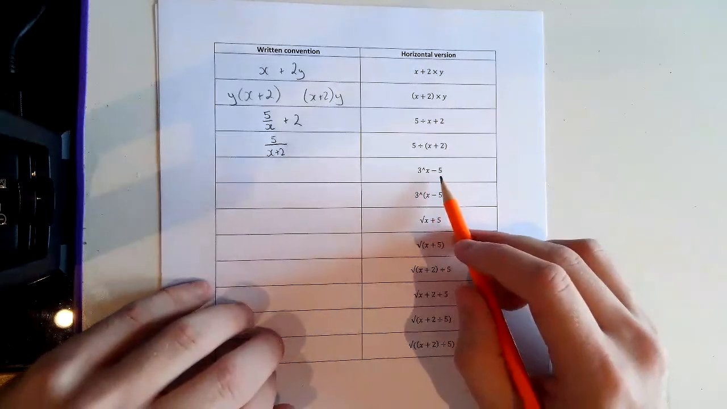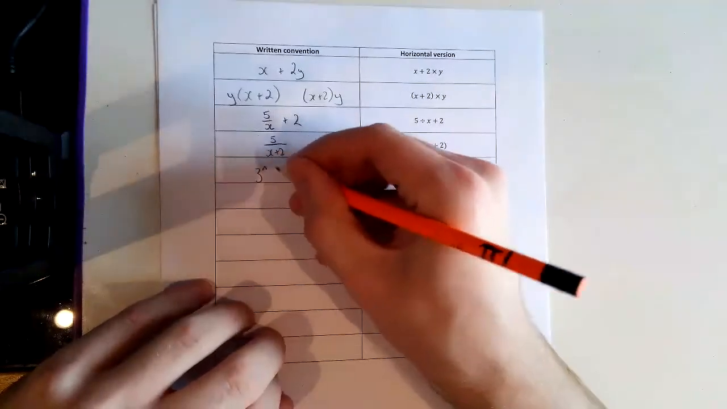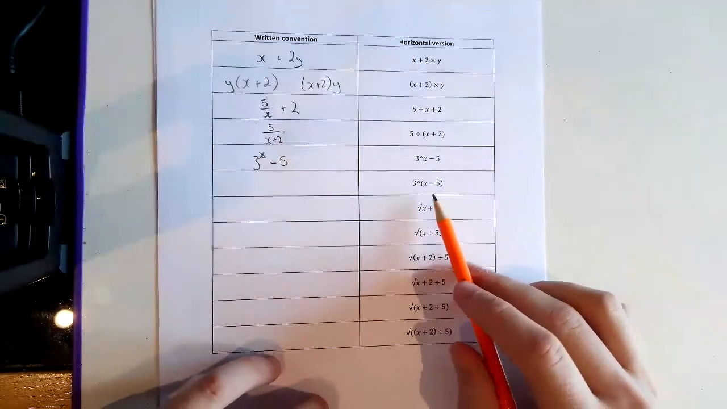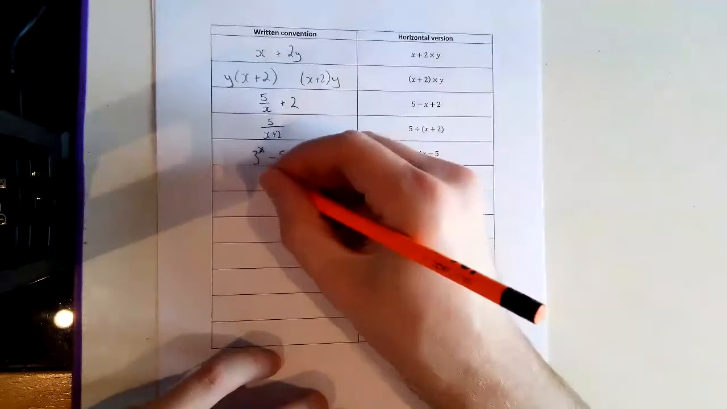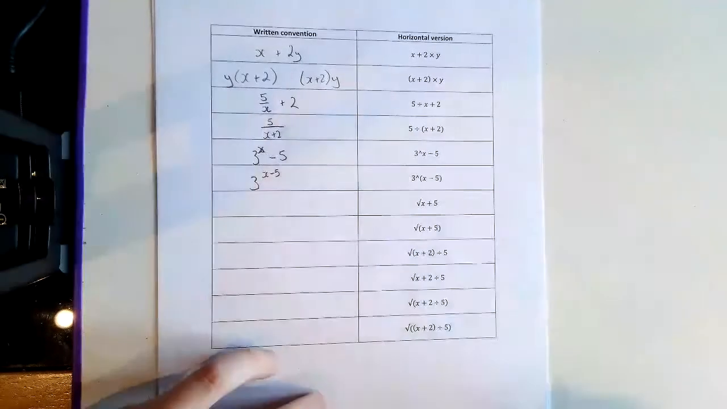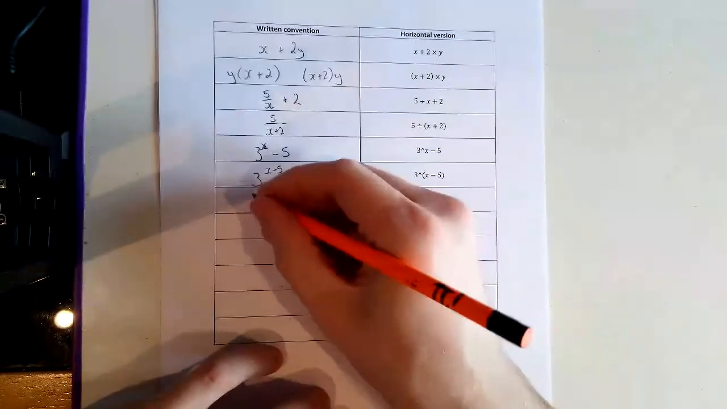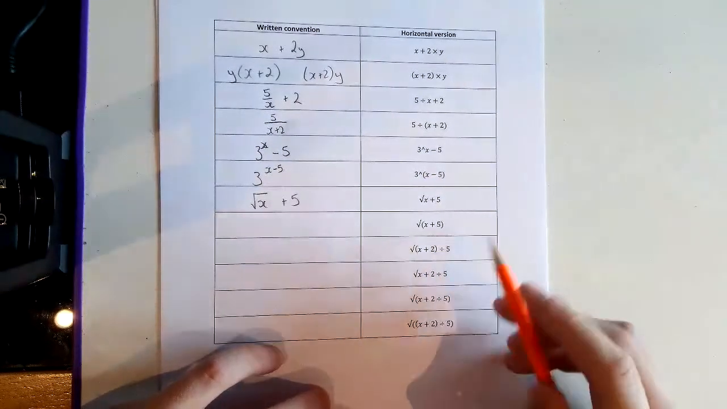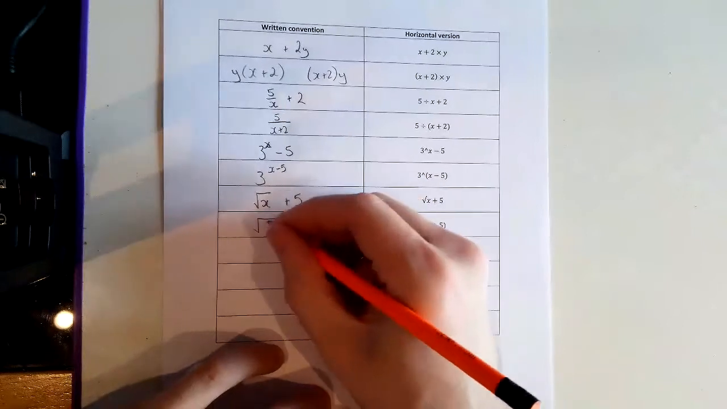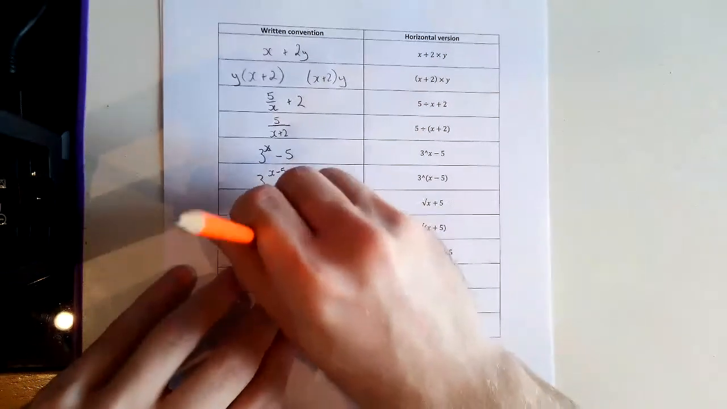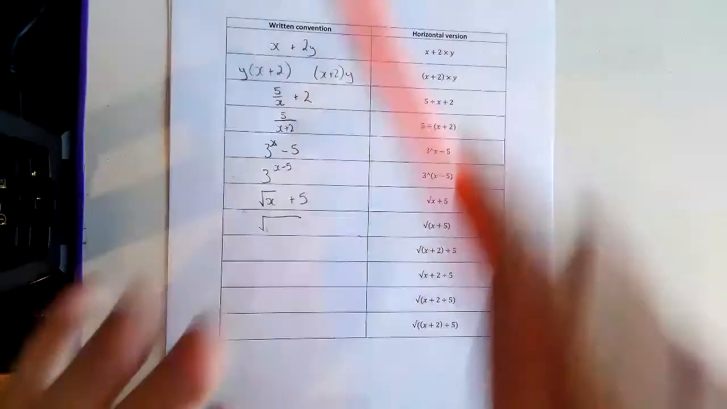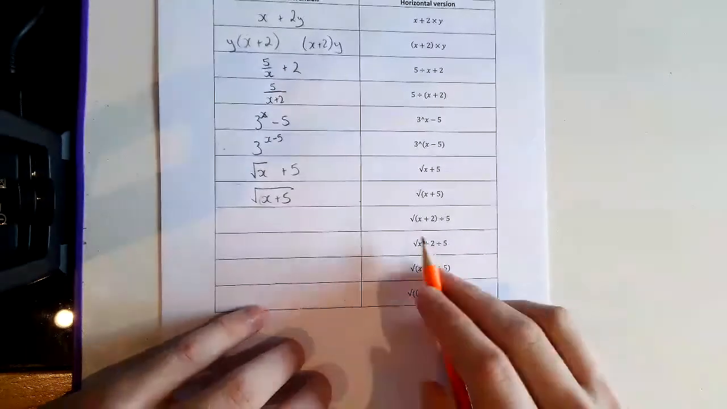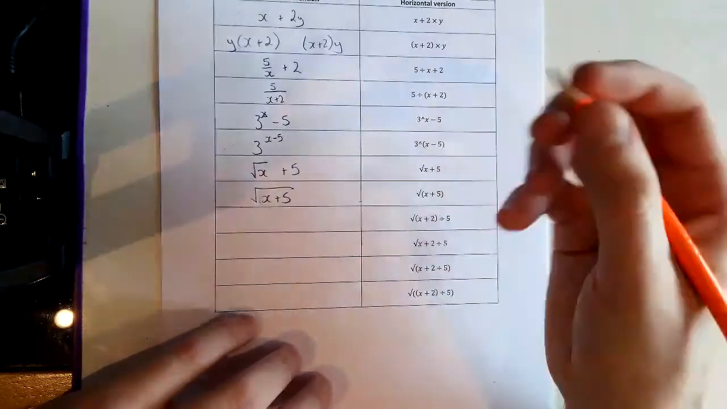3 to the power x, take away 5. Whereas 3 to the power x, take away 5, so this is first, so that's going to be my power. Root x plus 5. Whereas root x plus 5 is in brackets, but root, and we wouldn't need brackets. X plus 5.